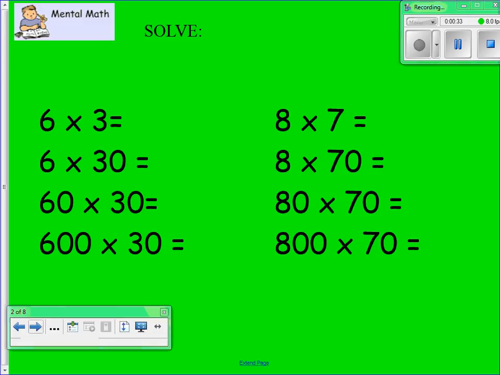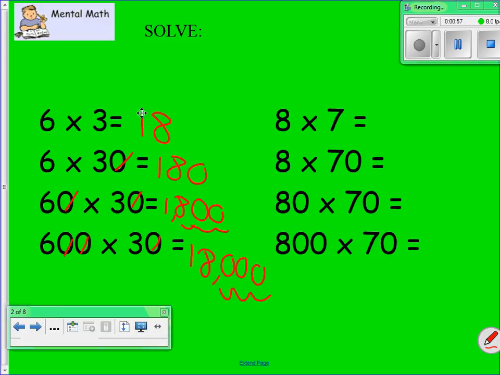6 times 3, we get 18. How many zeros? We have 1 zero. 6 times 3, we have 18. How many zeros? 2 zeros, and I count from the right, 1, 2, 3. That's where the comma goes. 6 times 3, we have 18. How many zeros? 1, 2, 3. Comma goes right there.